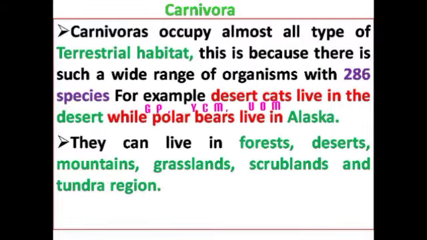Carnivores occupy almost all types of terrestrial habitat. This is because there is such a wide range of animals, with 286 species. For example, the desert cat lives in the desert, while the polar bear lives in Alaska. So they are widely spread across the globe. They can live in forest, desert, mountains, grasslands, scrublands, and tundra regions.